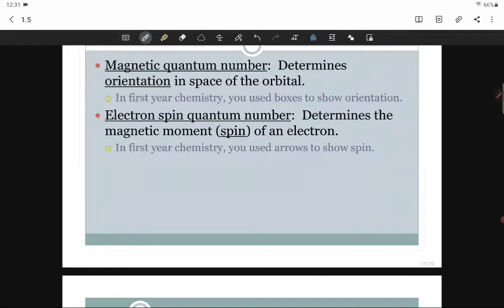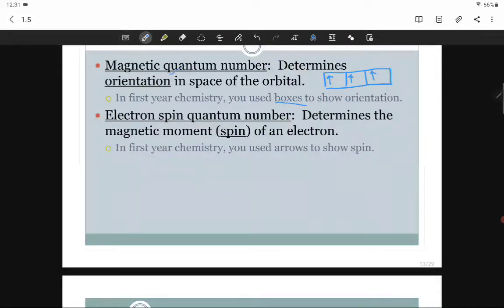The third quantum number is the orientation. And we learned that by using boxes. So maybe you ended up putting, now I'm going to kind of mix two up here, the magnetic quantum number with the next one, the electron spin. But you would have started to put electrons in there with these arrows.